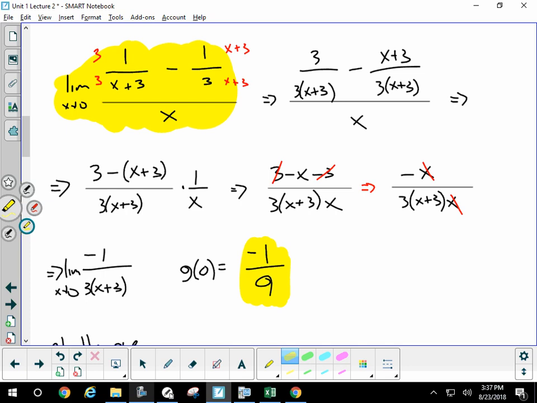So I can cancel these x's, giving me -1 over 3 times x plus 3. Some of you distributed the 3 into the x plus 3 and got 3x plus 9. In this case, distribution didn't hurt you. So you end up with -1/9. Let's make sure everybody has that work down.